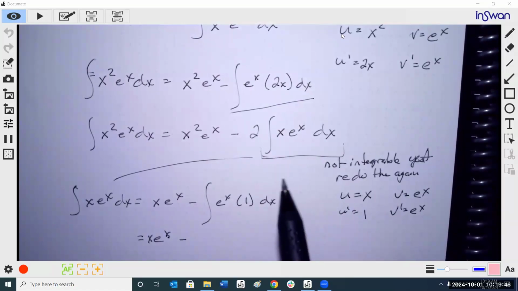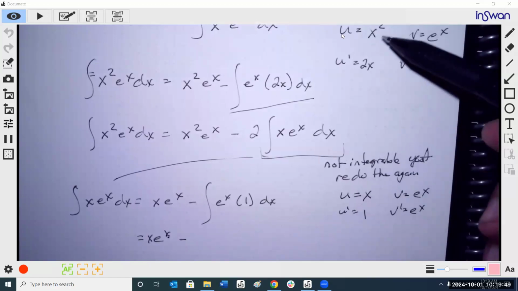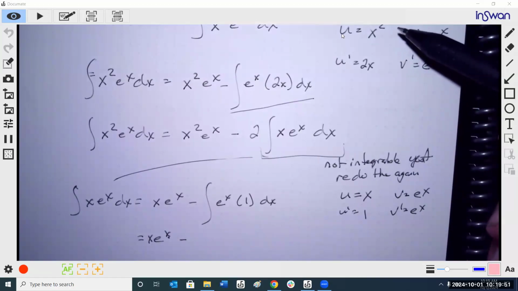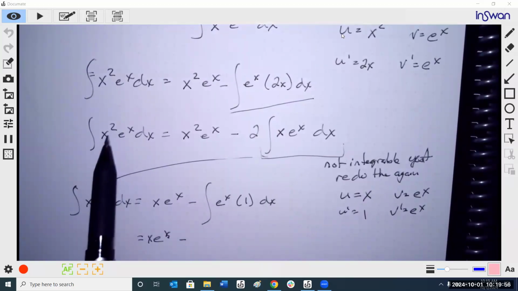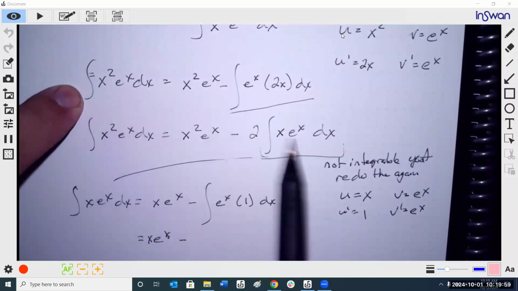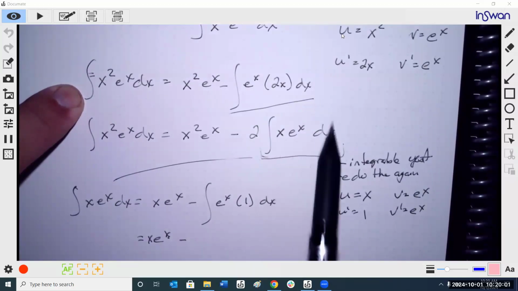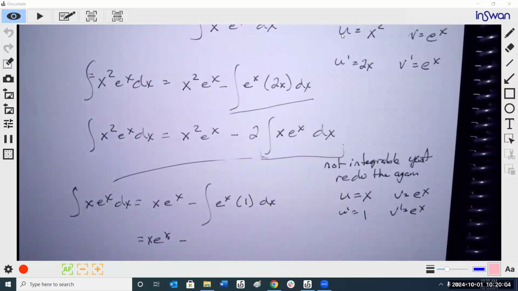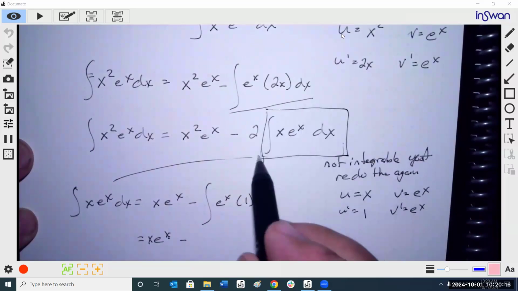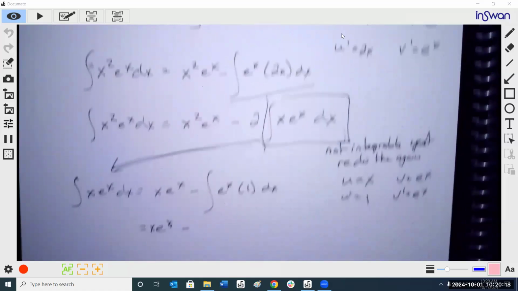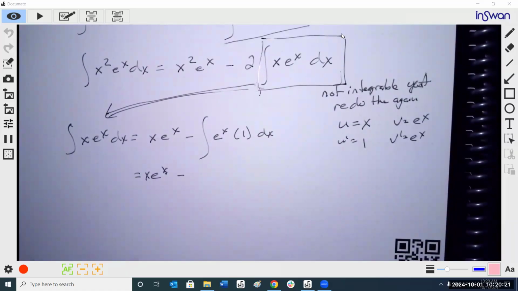But remember, the condition was that u had to be differentiable until it becomes 0. And this is the reason why. The process starts at x squared, brings us down to x, and we have to redo it. After this one we don't have to go any further because it disappears. So we're taking it separately and then putting it back. Right now, we're just doing this part down here. Great question.